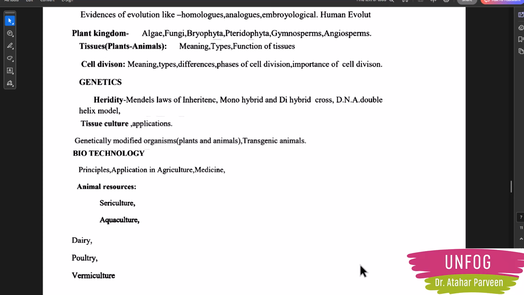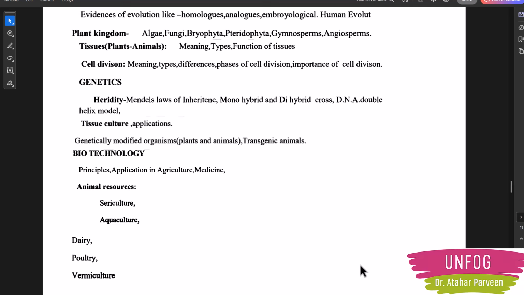We'll study about that under this topic. Then we have tissue culture. Tissue culture again, how cells differentiate or cells divide into tissues, right? And how that tissue culture is happening. That we'll study under that. And then we have genetically modified organisms and transgenic animals.